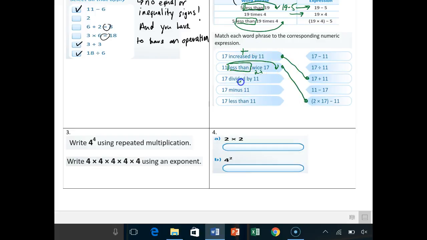17 divided by 11, that's just the division sign, so 17 divided by 11, that's this one easily. 17 minus 11, that's straightforward. 17, then a minus sign, then 11. So there's no moving or anything like that. That's just straightforward. 17 minus 11.